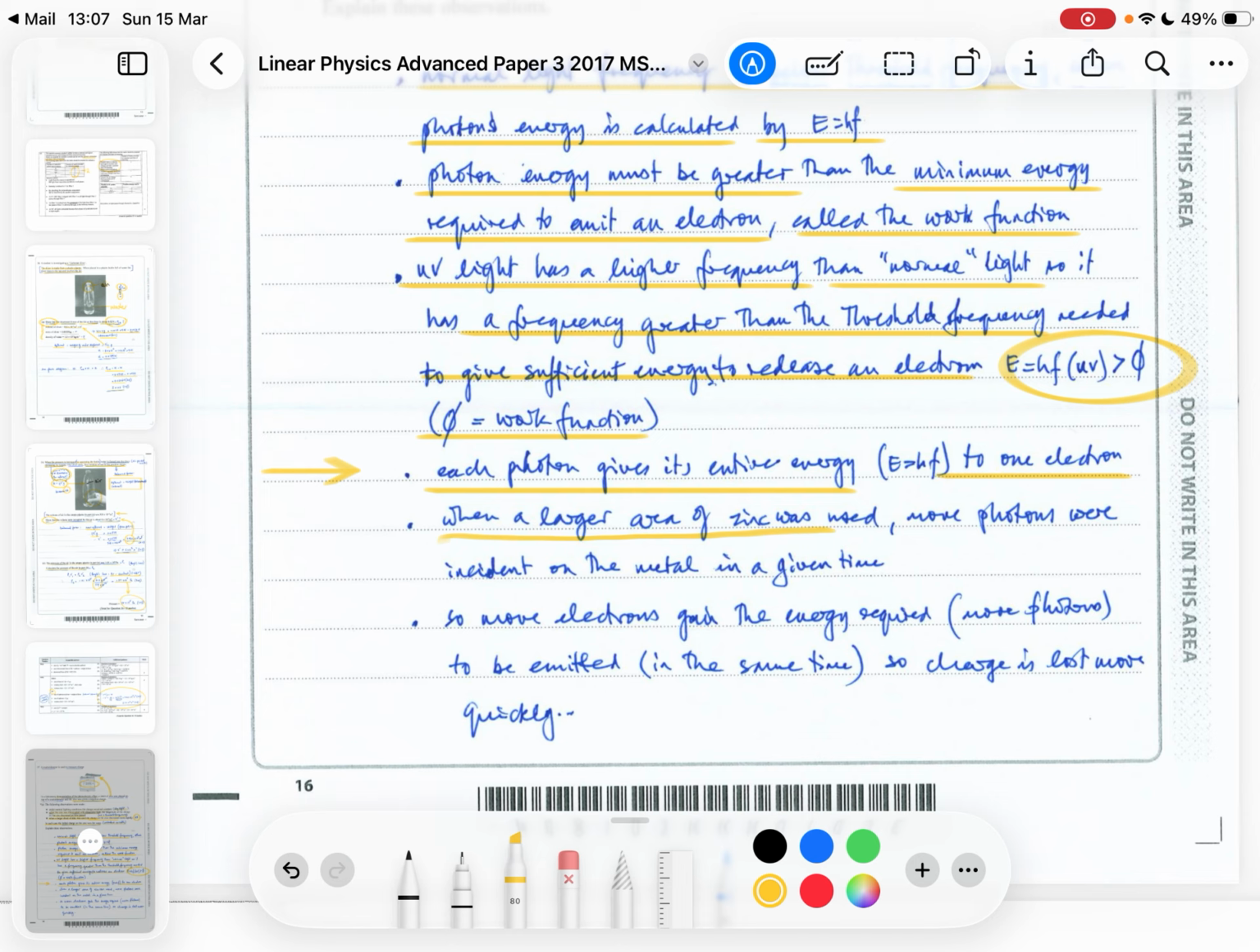When a larger area of zinc was used, you basically have more photons incident on the plate in a given time. So there's more photons hitting the zinc, and therefore, because it's one electron per photon, you're going to get a faster rate of emitting electrons. So more electrons gain the required energy, yeah? In the same time, you're going to get more photons, so you're going to get more electrons. So the charge will be lost as more electrons are leaving the plate per unit time. Okay, hope that makes sense.